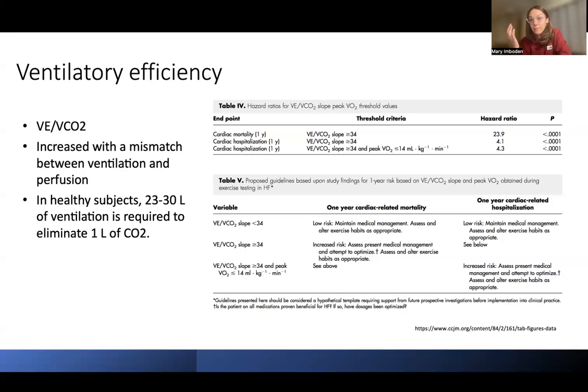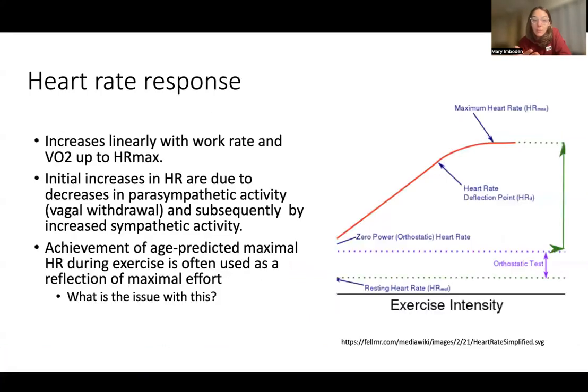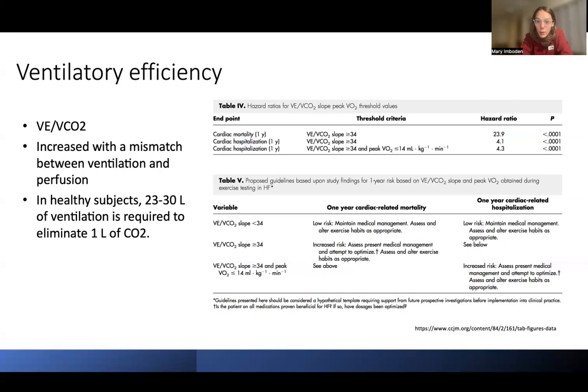All of that information is then used by doctors. If we're thinking about transplant and operation risk, and looking at the transplant list, there's actually criteria that you have to meet in order for cardiac transplant. For 1-year cardiac mortality with the VE/VCO2 slope less than 34, they're low risk. So maintain medical management, assess and alter exercise habits as appropriate. These individuals are going to have a higher survival rate and less complications with surgery.